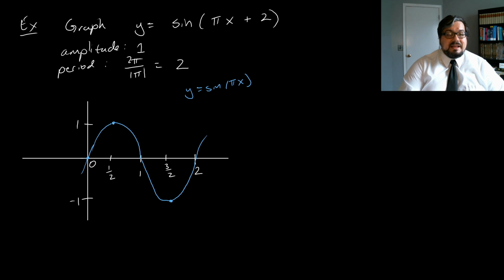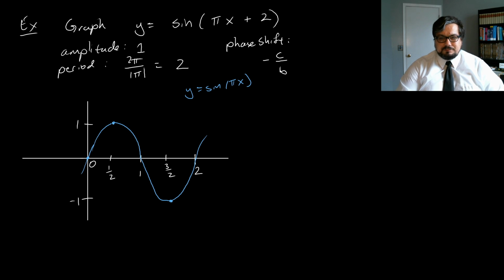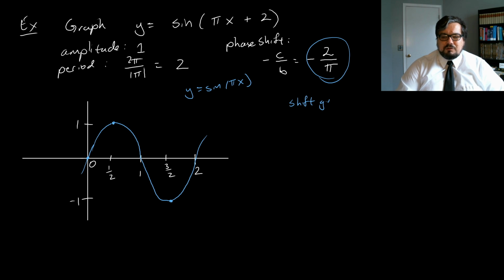But now we need the phase shift. The phase shift is -c over b. So in this case, it's -2 over pi. So what this means is that I need to shift the graph left by 2 over pi.